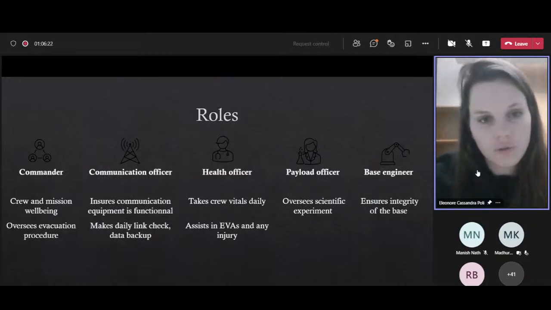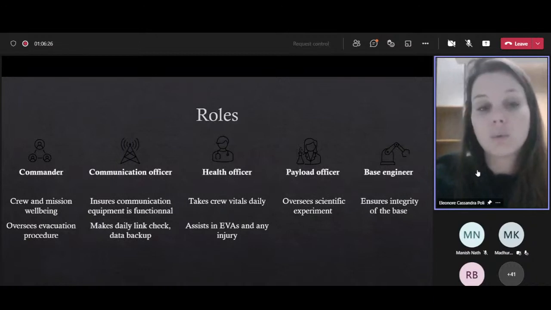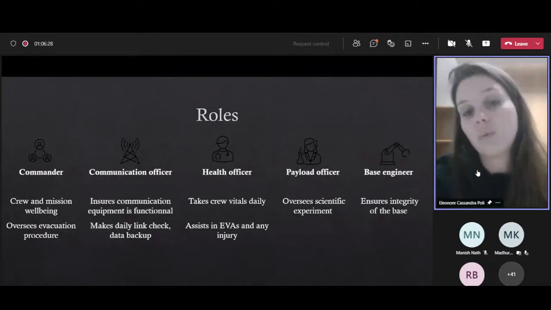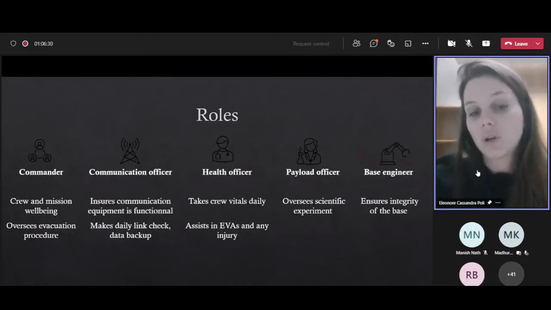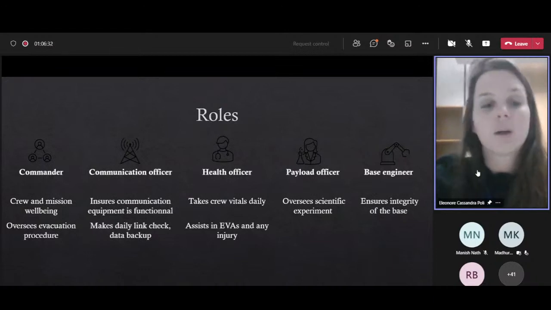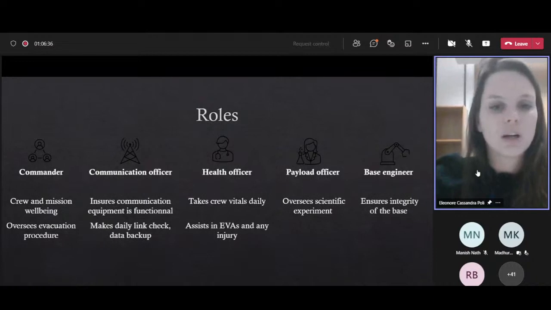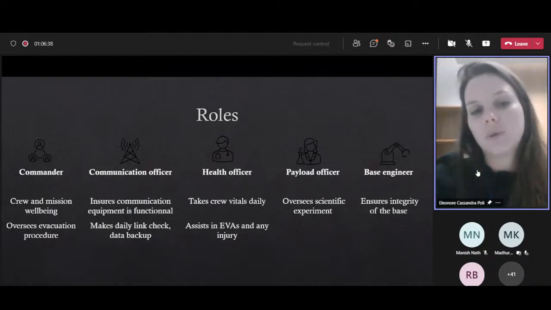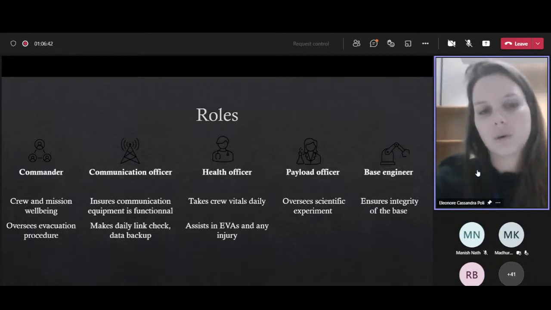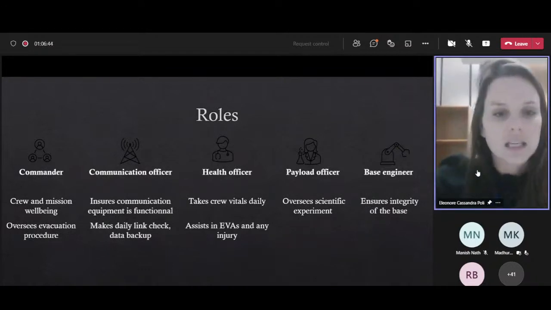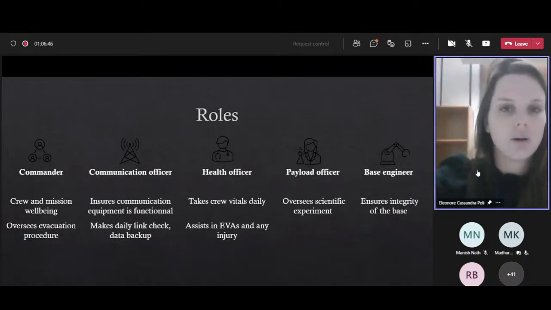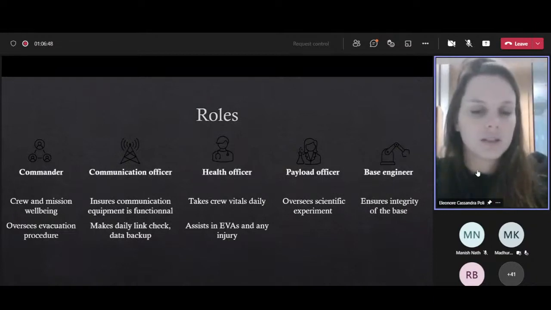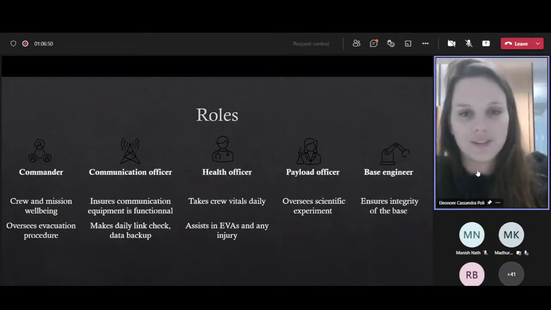Then we have a communication officer. Usually they ensure communication equipment is functional. If you don't have communication with Earth, then obviously the mission can be compromised. So they check the Wi-Fi is on, or any form of communication that we use is working, and they also do a data backup. If you do a 6 month mission and then all the data of the scientific experiments you did is missing, then you lost quite a lot of time. So it's something that you have to do.